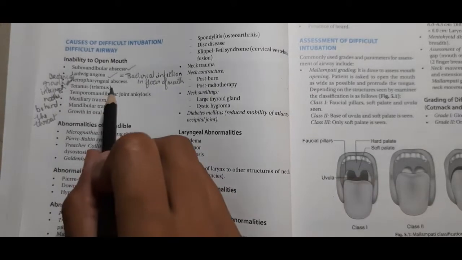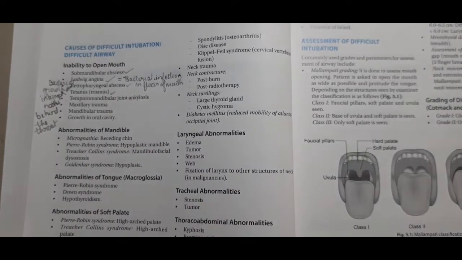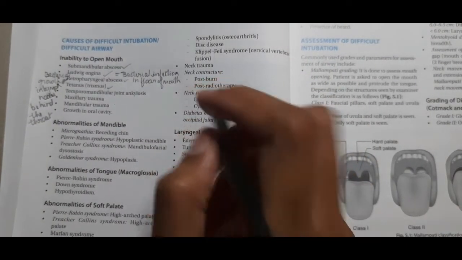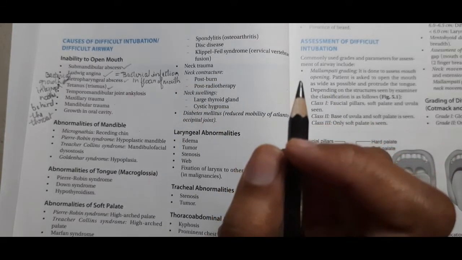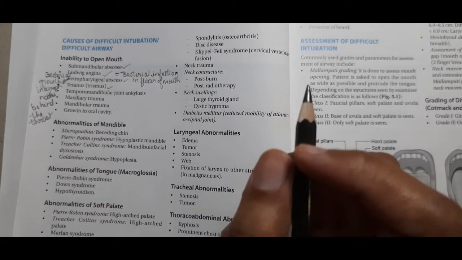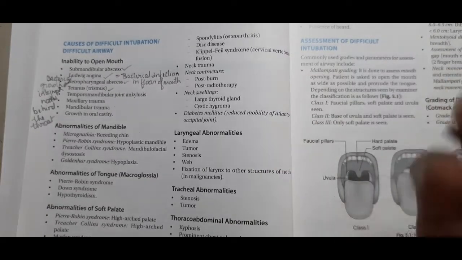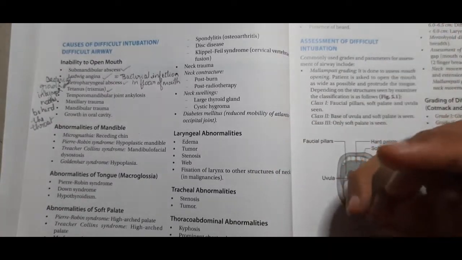Moving to the next one, which is tetanus. Tetanus is an infection caused by Clostridium tetani, and it produces toxins that cause very painful muscle contraction, due to which opening the mouth is very difficult for them.